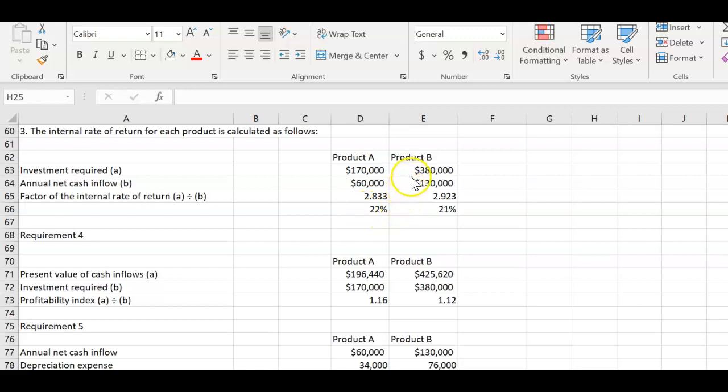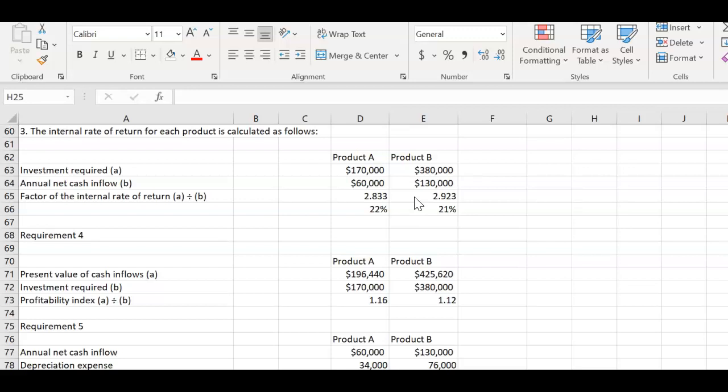For product B, we would take the $380,000 investment. The cash flows for each of the 5 years is 130, so the factor we would be looking for product B would be 2.923. Again, we would go over the fifth row, we would scroll over and to see where the 2.923 falls, and we can see that it is around the 21% rate, which is 2.926. So the actual rate of return there is 21%.